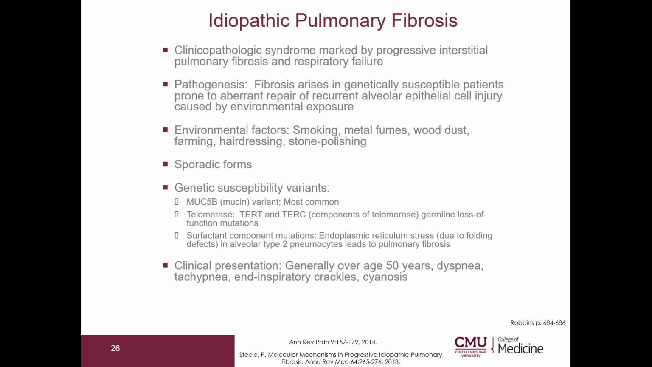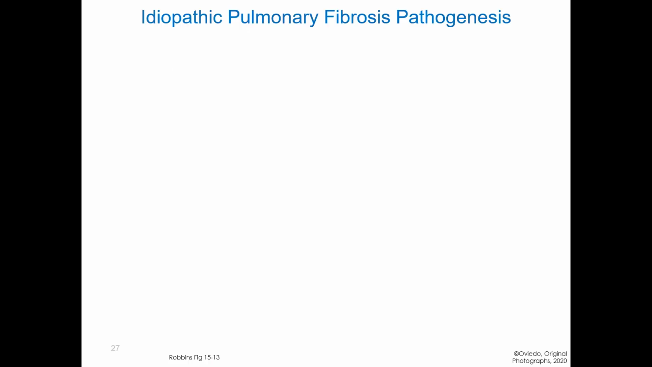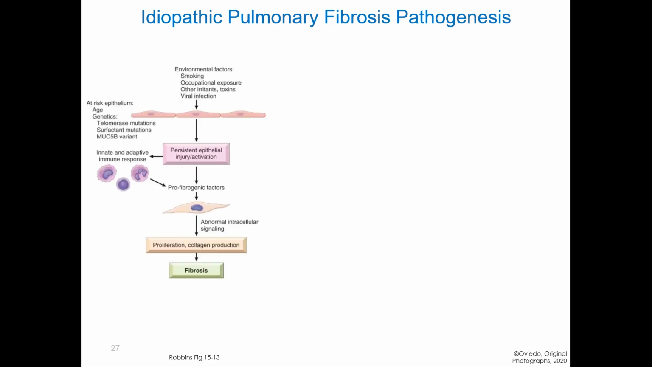The clinical presentation is generally over the age of 50 and includes dyspnea, tachypnea, end inspiratory crackles, and cyanosis. The prognosis is poor. Medical treatments are available, but generally lung transplantation is the only definitive therapy. Let's discuss the pathogenesis in more detail.